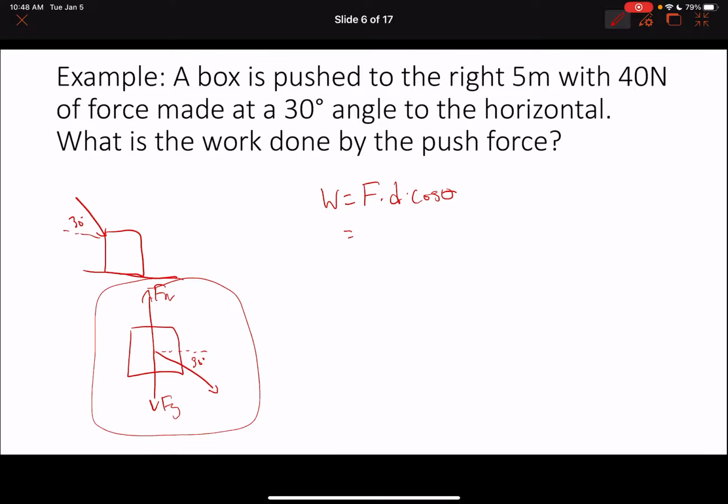So the force is 40 newtons. The distance is still 5. But what's the angle between them? Don't just assume it's 30. I think in this case it is 30, but don't just assume it's 30.